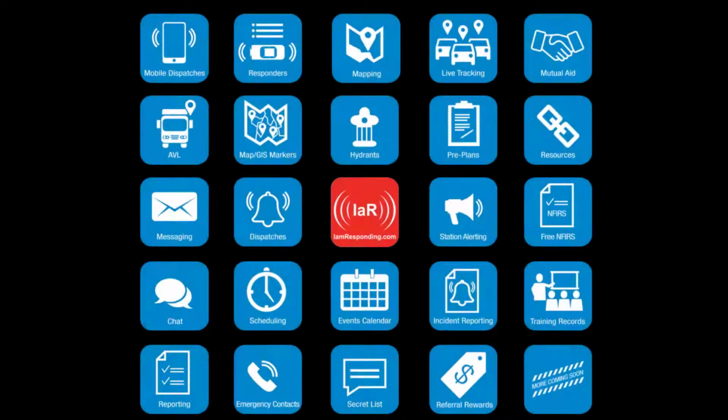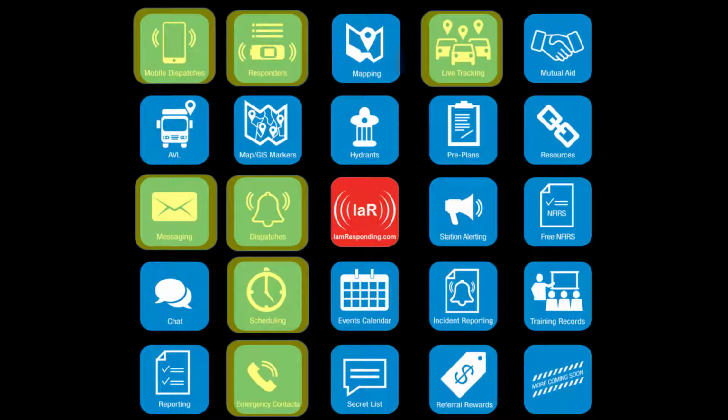Your I'm Responding user profile touches on a lot of different functions within I'm Responding. Just your profile alone touches on 7 parts of the I'm Responding system: mobile dispatches, responders, live tracking, messaging, dispatches, scheduling, and emergency contacts.